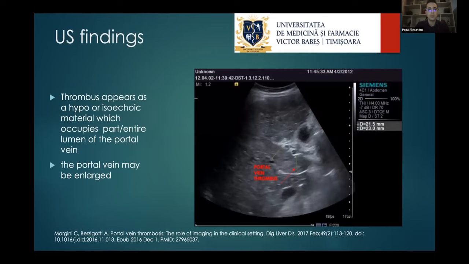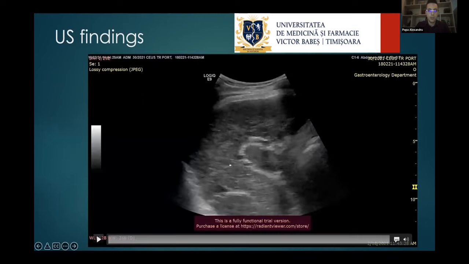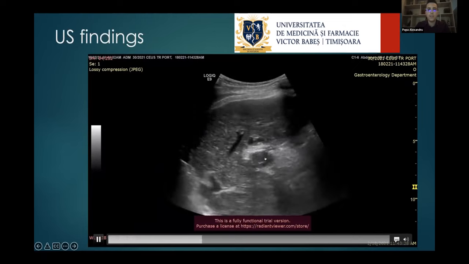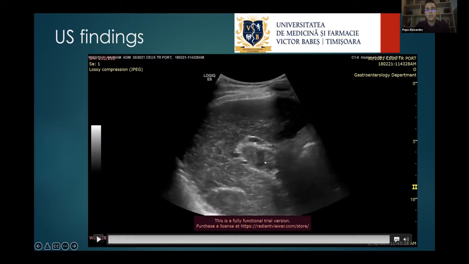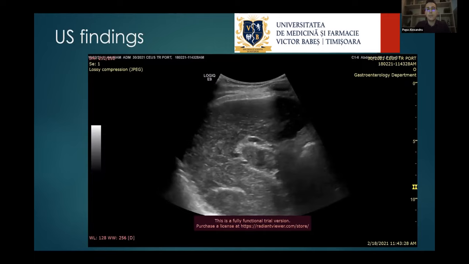How does portal vein thrombosis look? In grayscale ultrasound, the thrombus appears as hypo- or isoechoic material, which occupies a part of the lumen or the entire lumen of the portal vein, as seen here in this capture. Also, when we have portal vein thrombosis, the portal vein can be enlarged. Here in this video, we also can see material in the lumen of the portal vein, an isoechoic aspect of this material, which probably is a complete portal vein thrombosis because we don't see any lumen left.